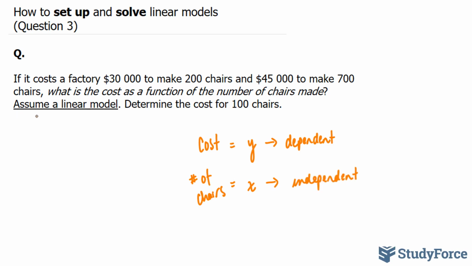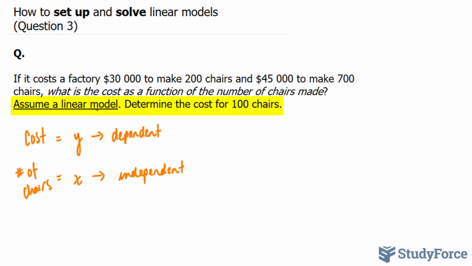Also, keep in mind that they are assuming a linear model, meaning that at the end, we will need to model this information in the form of y is equal to mx plus b, where m is the rate, the slope. The rate in this case will be the cost per chair. And of course, we have to find the b value, which represents the initial cost. What is the initial cost that this factory must put in, even if it makes 0 chairs?